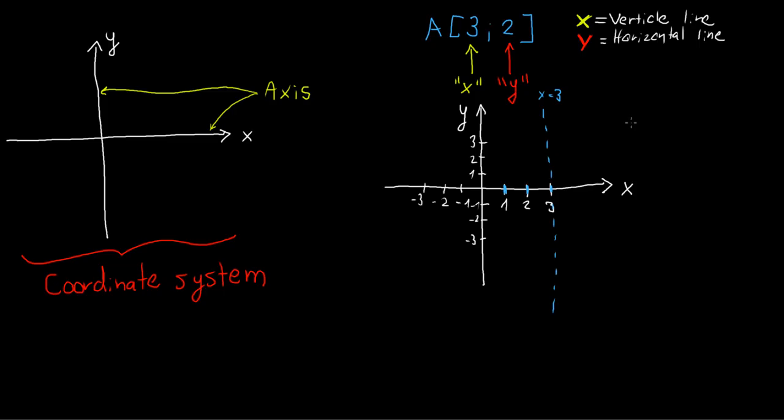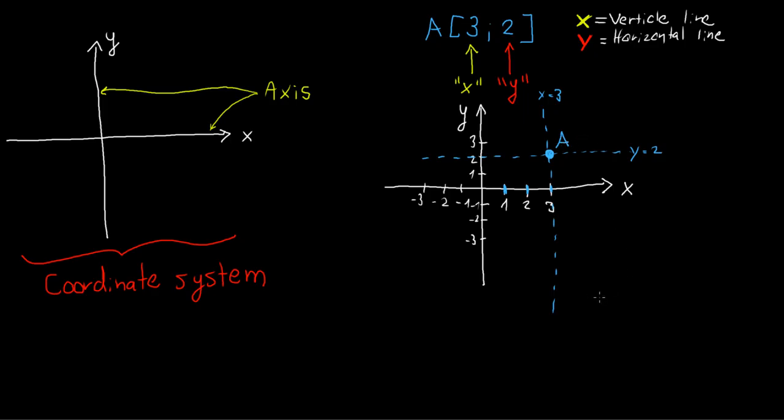Let's look at the other condition. The other condition is Y must equal 2. And the only line that satisfies this is right here, the horizontal line. So this line is Y equals 2. And the point A that we defined using the coordinates 3 and 2 lies here.